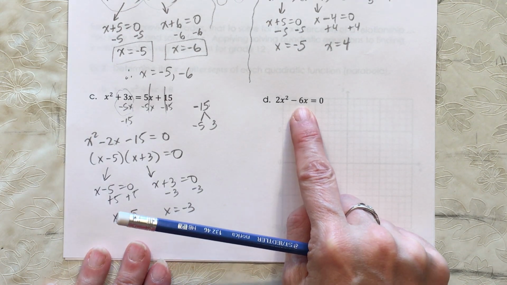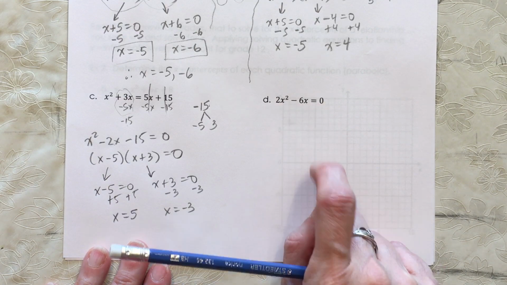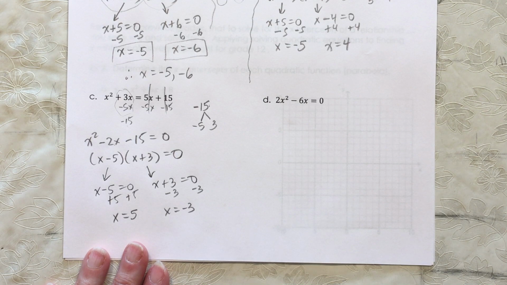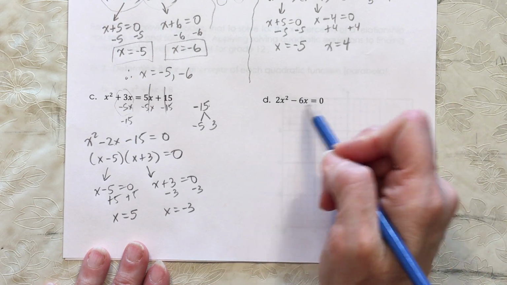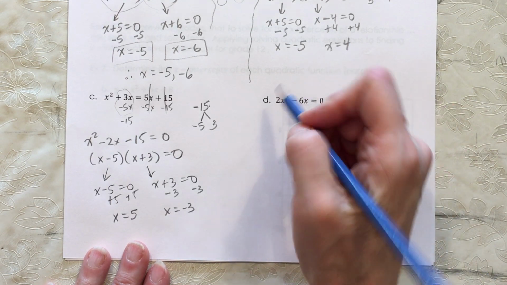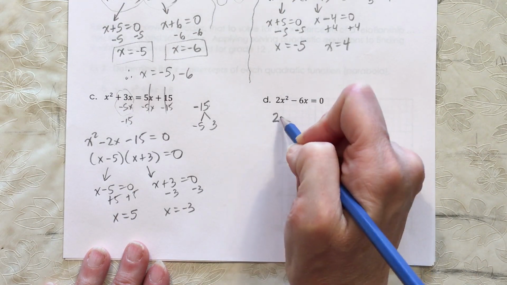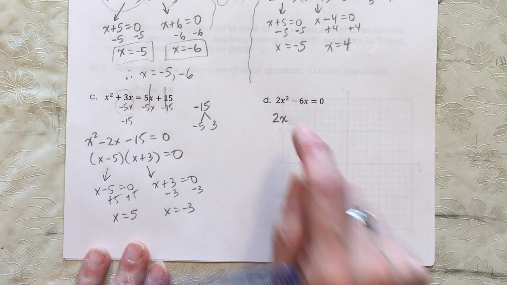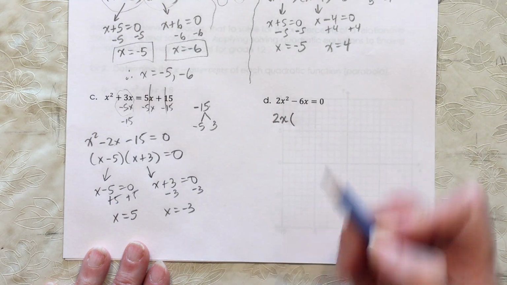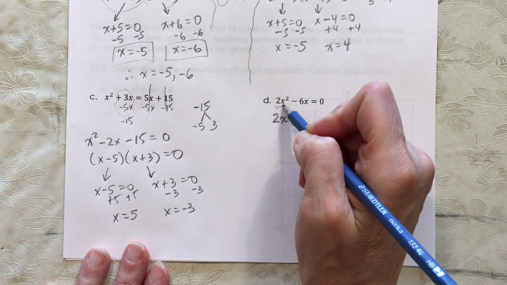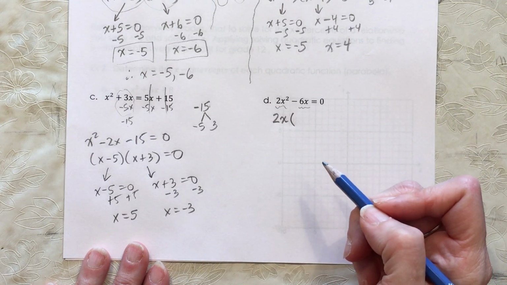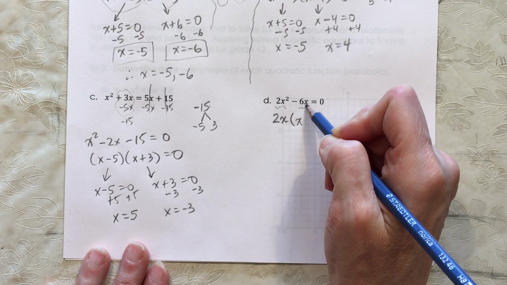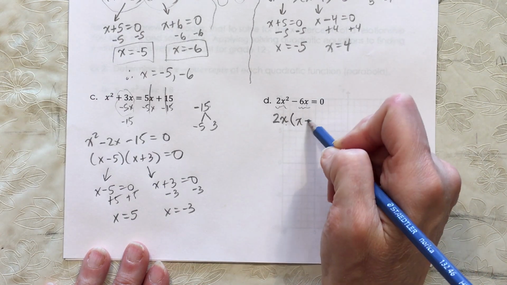Okay, D. So this one looks a little different. There aren't 3 terms. They're all on the one side though. But if we follow our factoring flowchart, is there a common factor? Yes, and the common factor is 2x. So 2 goes into both terms, but there's also an x in both terms. So to common factor again, you mentally divide each of these terms by 2x. So 2x squared divided by 2x is x. -6x divided by 2x is -3.